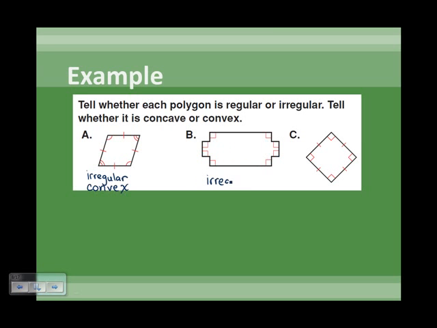The second one here, all of the angles are congruent, but all of the sides are definitely not congruent, so it is also irregular. And if I were to try to draw a diagonal, let's say from here to here, we can see that that exists on the outside of the figure. So it is concave. Here we have all four sides congruent, all four angles congruent, and the diagonals exist solely on the interior of the figure. So not only is it regular because of all four sides and all four angles being congruent, it is also convex. So we've classified those polygons as well.